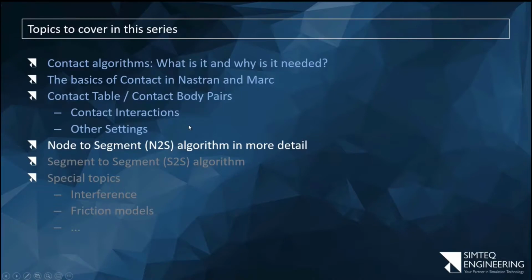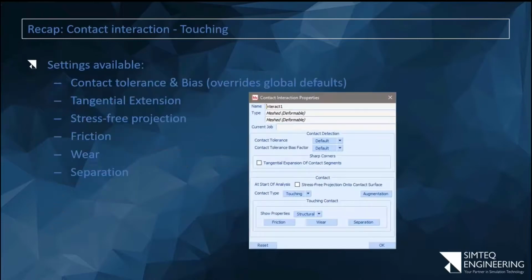In this session and the next one, we'll talk about the two main contact algorithms in Marc and Nastran, namely the node to segment, which is the older method, and the segment to segment, which is the newer method, which solves some issues that the node to segment has, but then there are some specific additional issues. And we'll talk about what changes in the next session for segment to segment.